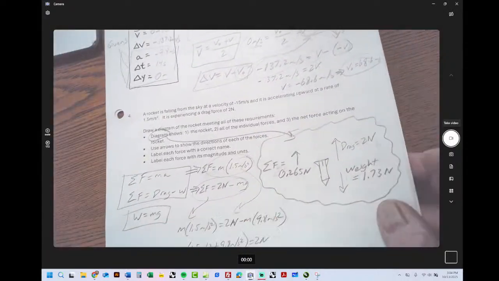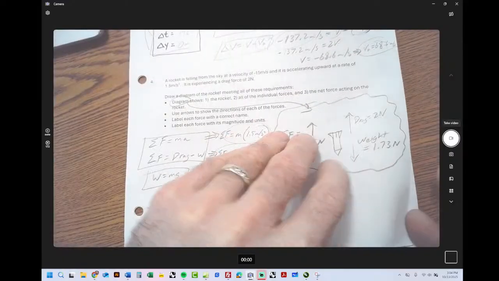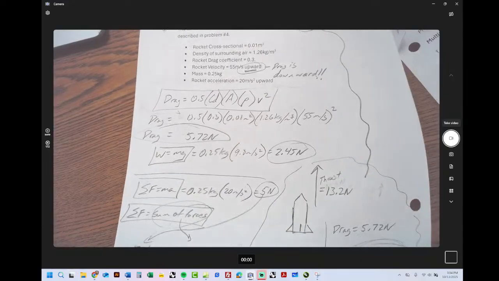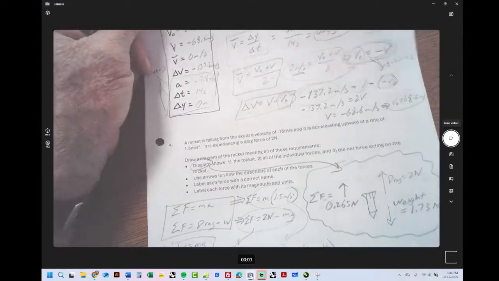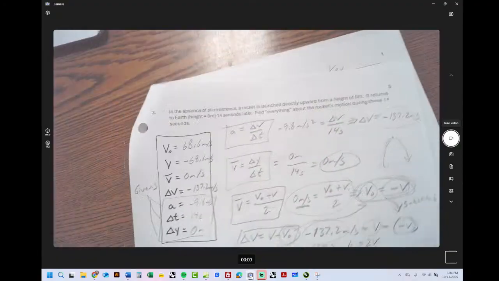One thing that's a little bit different about this test compared to the last test is that on the last test there was one final force problem that involved kinematics, but that's not the case here. So there's just going to be a couple of force problems. One of those force problems is going to require the use of the drag formula, and one of them is not.